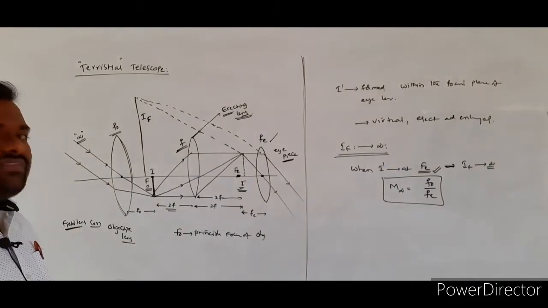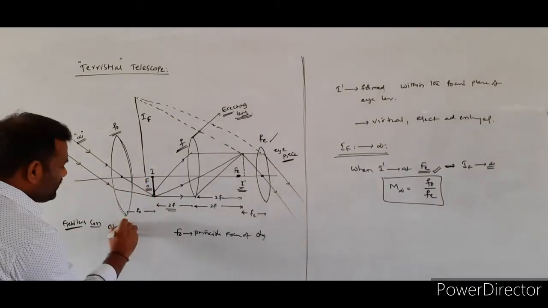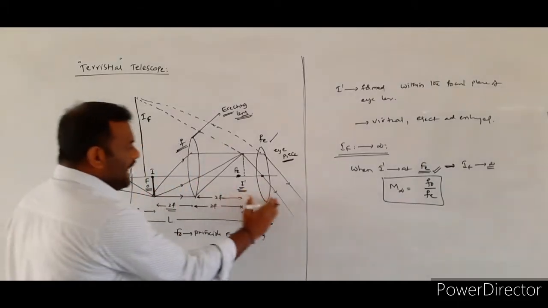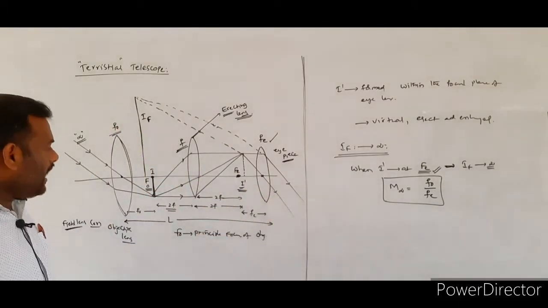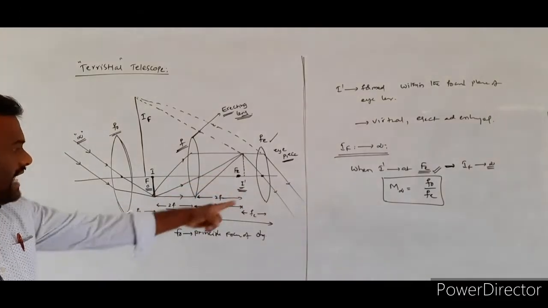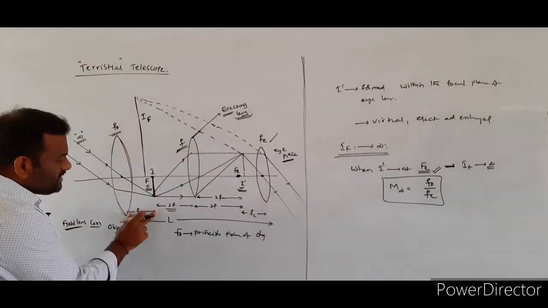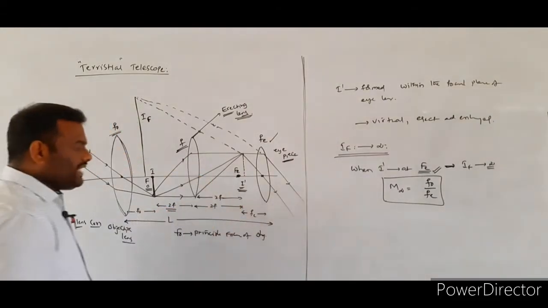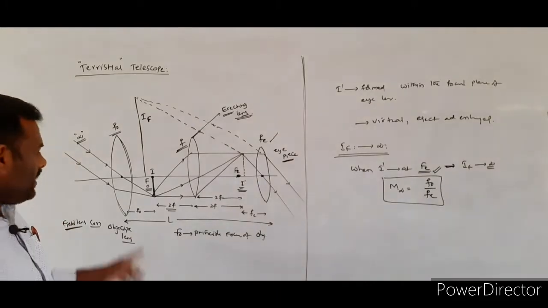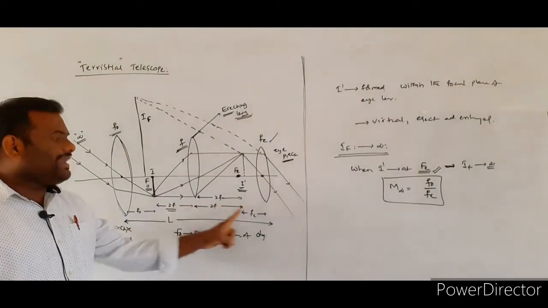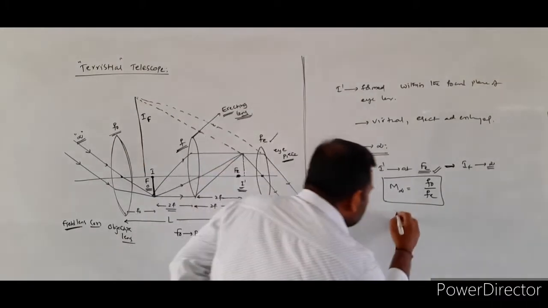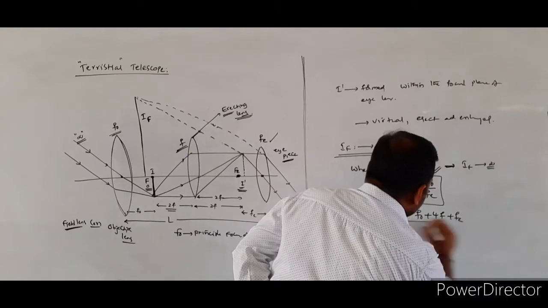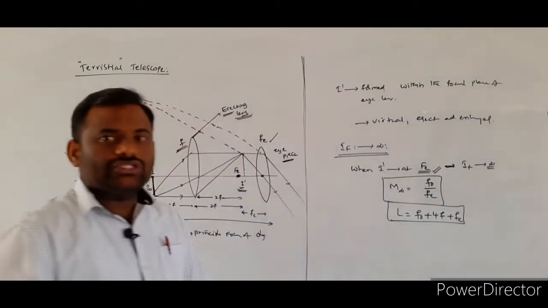Next, what is the length of the telescope? What is the meaning of the length of the telescope? The distance of separation between the objective lens and the eye lens. From this diagram, this distance is equal to f naught plus 2f plus fe. So the total length of the telescope is equal to f naught plus 4f plus fe.